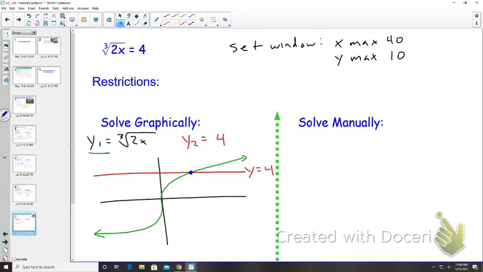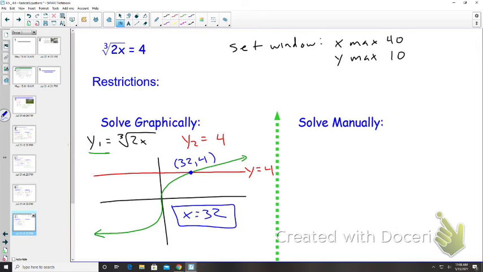So again, use your calculator. Second trace, number 5. Find our intersection point. We get an x value of 32 and a y value of 4, right? Of course, because our y is equal to 4. Okay, so we know x is equal to 32.